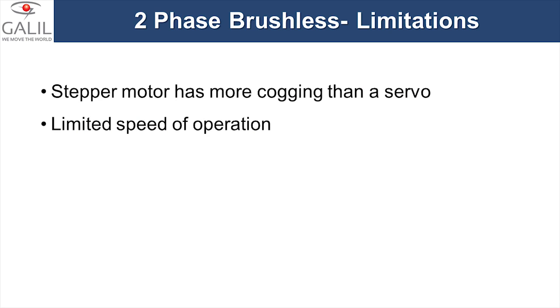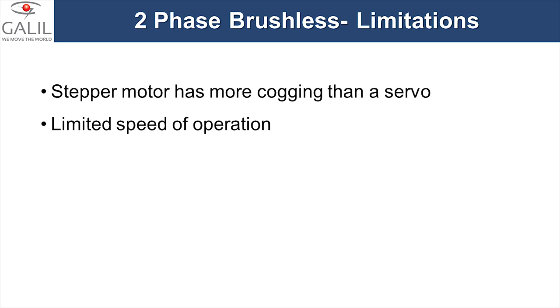What are some trade-offs to consider when using the 2PB mode? Stepper motors have more cogging than a brushless servo motor. Stepper motors also have an inherent limited speed of operation. One of the key benefits of a stepper motor is its low cost, but by adding a form of position feedback with an encoder, the overall cost will increase. But the stepper motor system will still be lower cost than a servo.